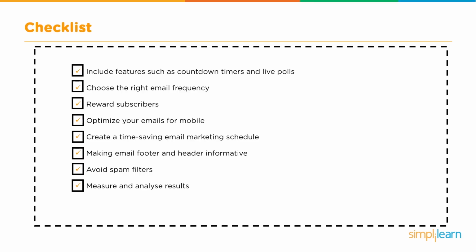Reward those subscribers. Send out exclusive offers. Okay, make sure your emails are optimized for mobile. That means send out test emails and check it on different devices. Create a schedule. You can automate these emails, so create a schedule that makes the most sense. Have a footer and a header in the email, and in that footer and header is going to be some information. Just like I showed you with the microexpressions, there was a footer and header.